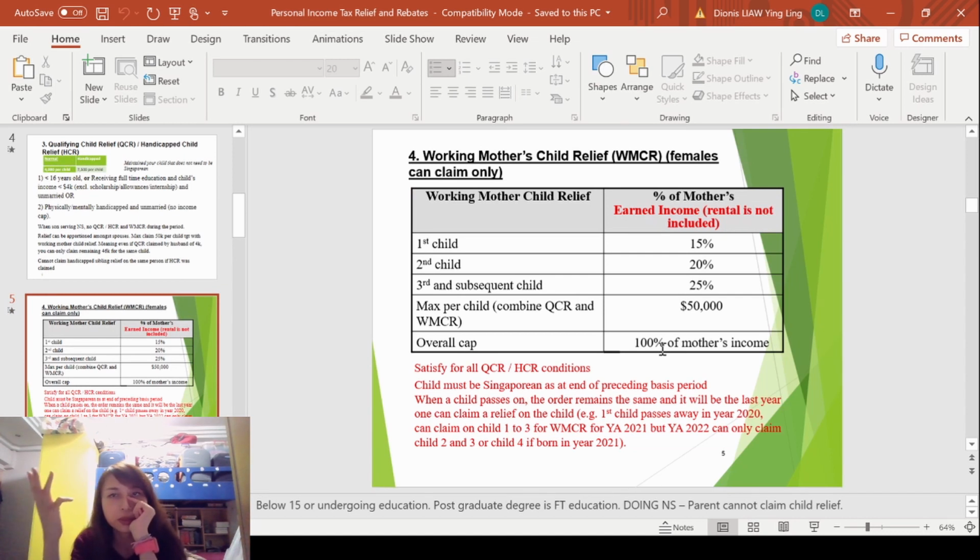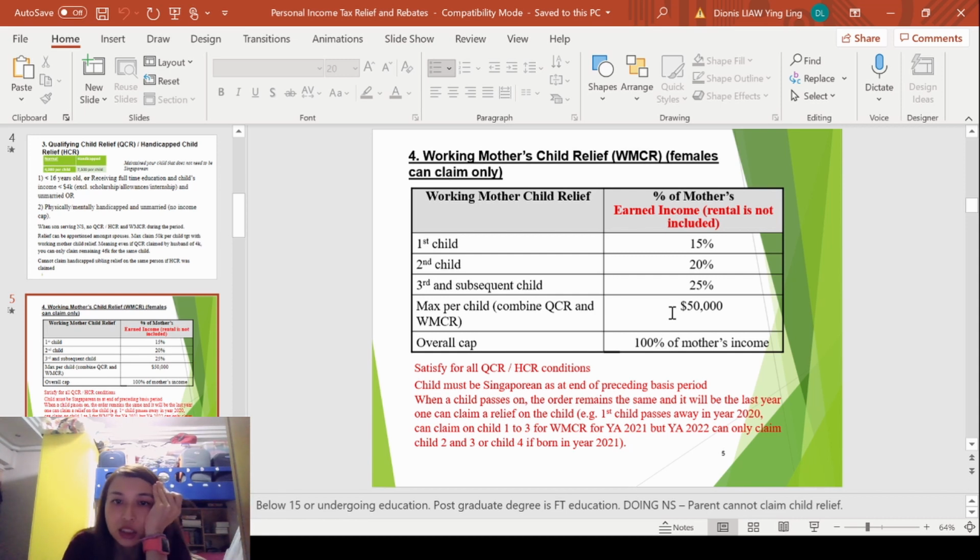WMCR is only applicable to females, so males don't try to claim it. It is on 15% of the earned income of the mother. Earned income is only active income. What you receive from the bank is not counted, because this is not active income. Active income must be like you go out and work, or you run a business. It will be 15% for the first child, 20% for the second child, and 25% for the third and subsequent child. For this combination together with the QCR, there will be a 50K cap per child.